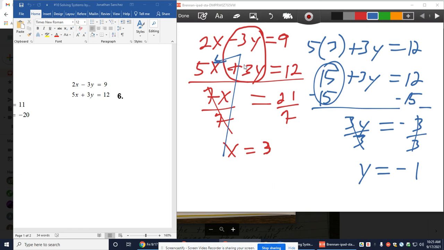What's wrong with my stylus? 3, negative 1.